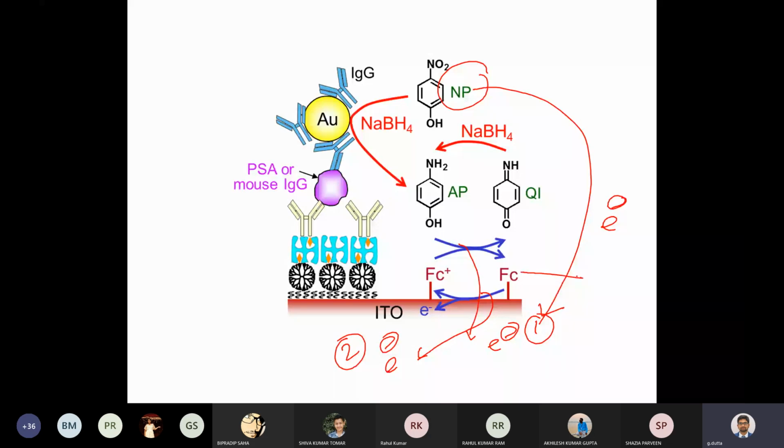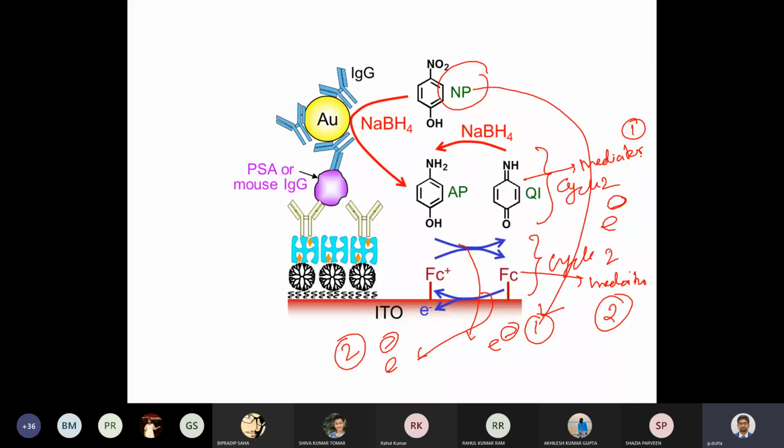This is mediator number 1. You can say this is mediator number 2. So if you see the one cyclic reaction, cycle 1, and here another cycle 2. In cycle 1, nitrophenol is converted to aminophenol. If your sensor surface is here, then you can apply some potential here.